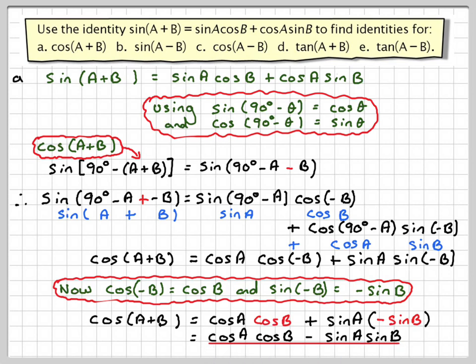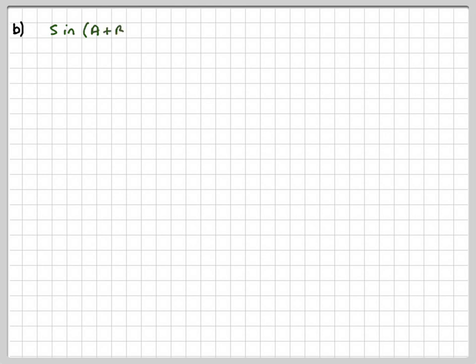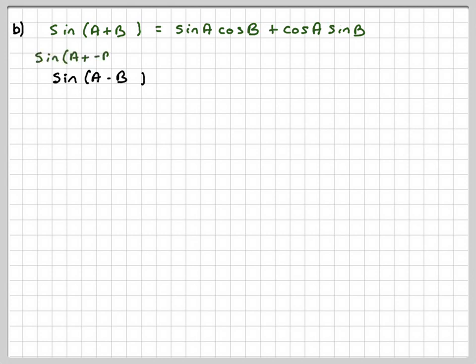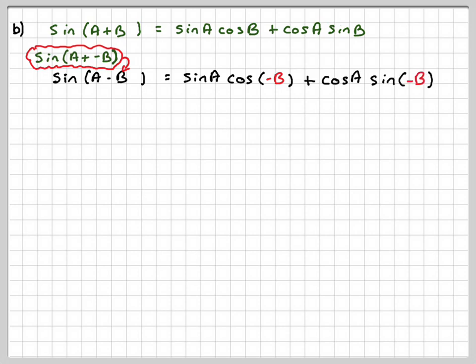Moving on. Sine of A plus B is sine A cos B plus cos A sine B. And then sine of A minus B will be sine A cos of minus B, using this identity here, plus cos A sine of minus B.